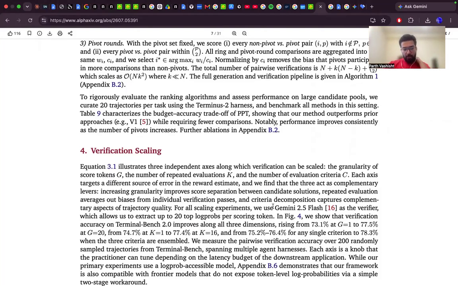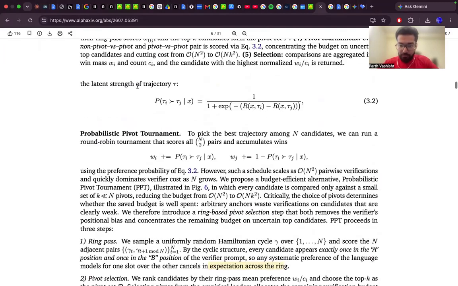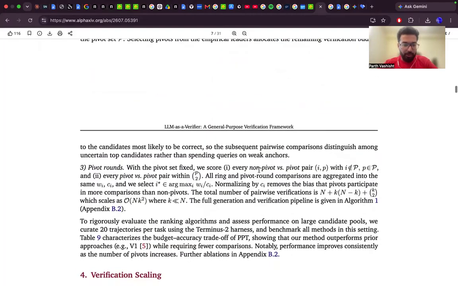So in this video, I'm going to be focusing on the verification scaling and discussing the latter part of the research paper. So let's quickly see what things are over here and if some new information gets added to us. Okay, so equation 3.1 illustrates, so what's 3.1? This thing. Is the reward, right? So this is, I think, the score, but let's see.